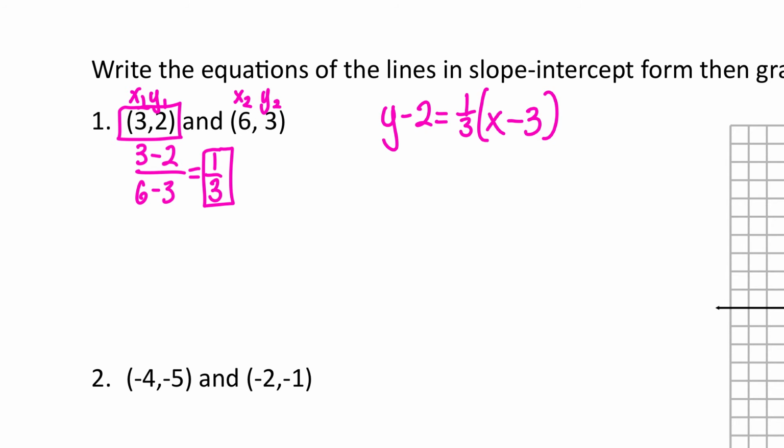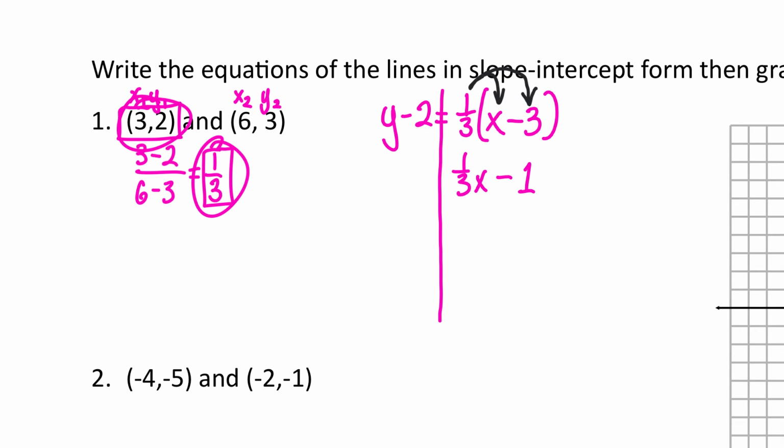Yep. Using that slope and that point right there. Now, this time I do want to convert it. Okay? So like what we did at the first part of these notes here. So the first thing I need to do is to distribute the 1/3. So what's 1/3 times x? 1/3 x. And then what is 1/3 times -3? Yep. Is -1.